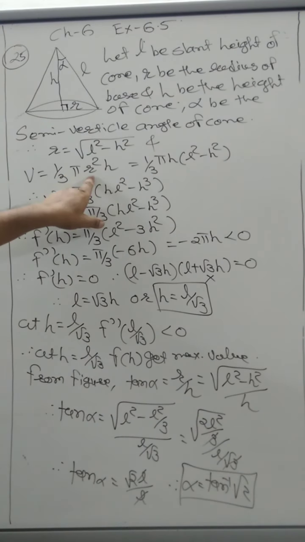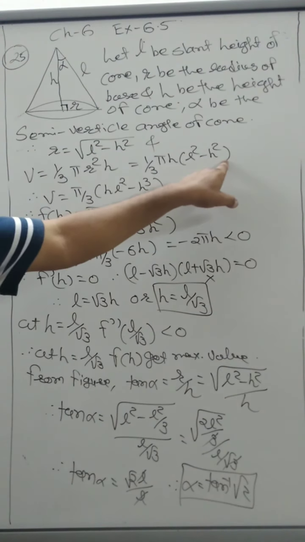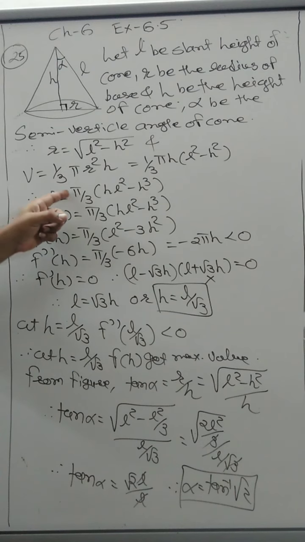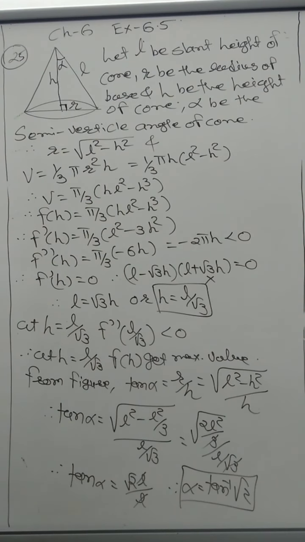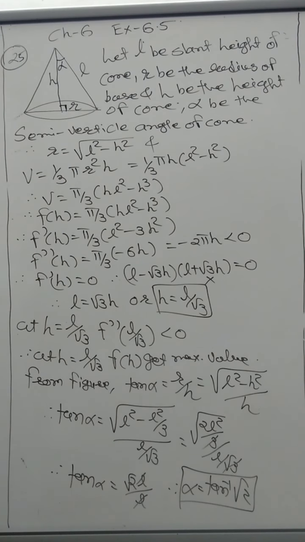Here you put the value of R. R is root L square minus h square, but here the root is cancelled. So 1 by 3 pi h times L square minus h square. Now what? We just simplify, and here pi by 3 bracket h L square minus h cube is there. Now this is a function of h, therefore f(h) is equal to pi by 3 h L square minus h cube. Now we take the first derivative.